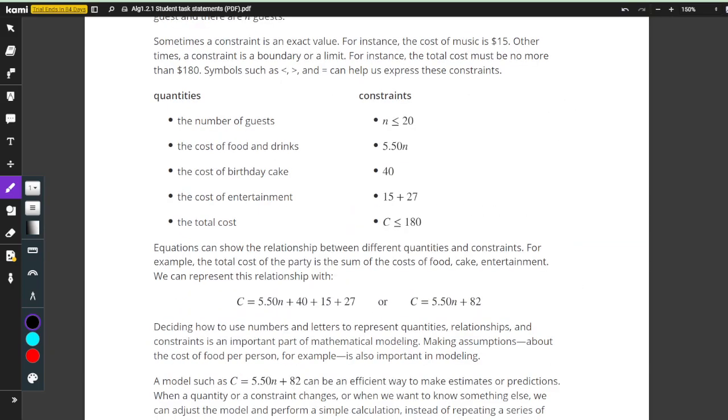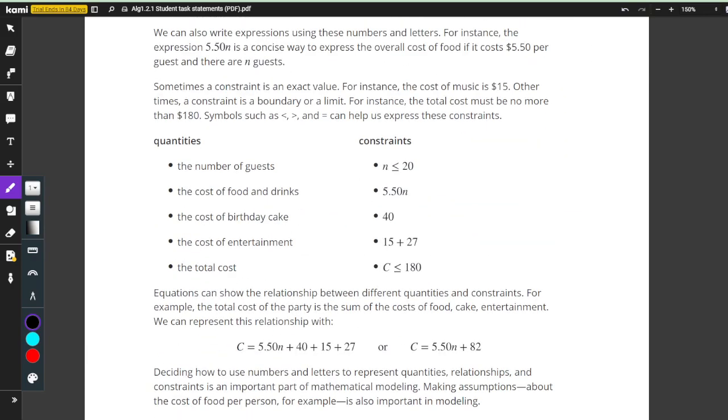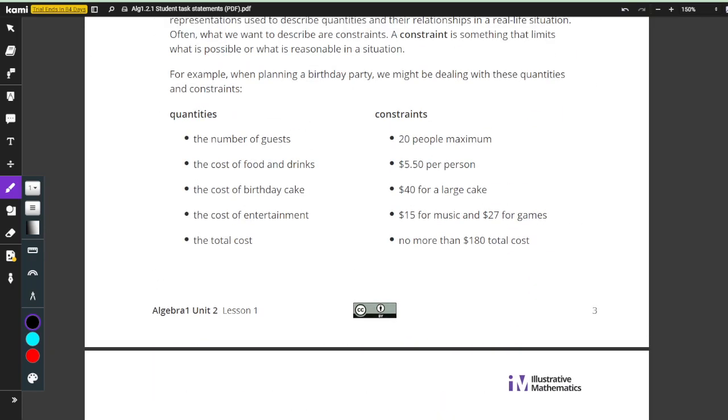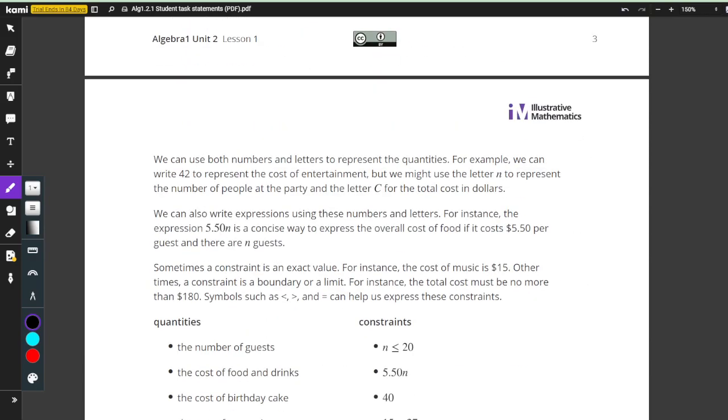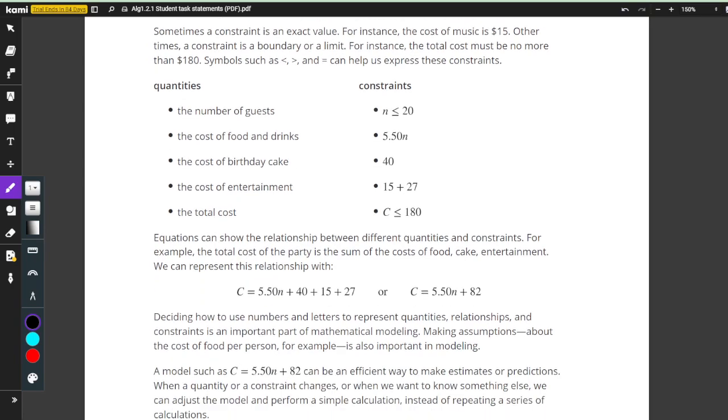Cost of food is $5.50 times the number of people. Okay, $5.50 per person for food and drink. So that's why we have $5.50 times the number of people. Cost of the birthday cake is $40. Cost of the entertainment is $15 plus $27, because $15 for music and $27 for games, so you add them together. And total cost cannot be more than $180, so it's less than or equal to $180 right here.